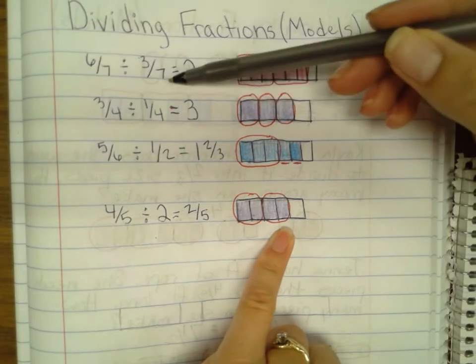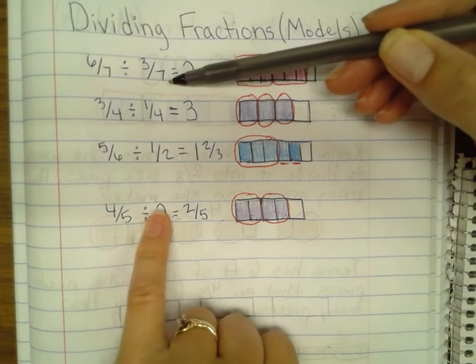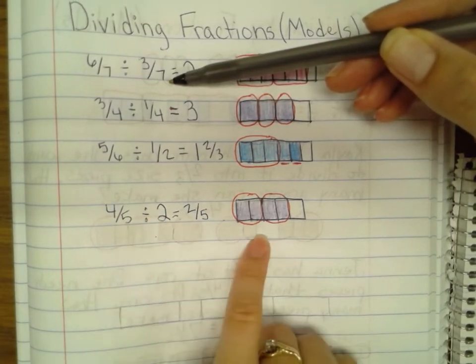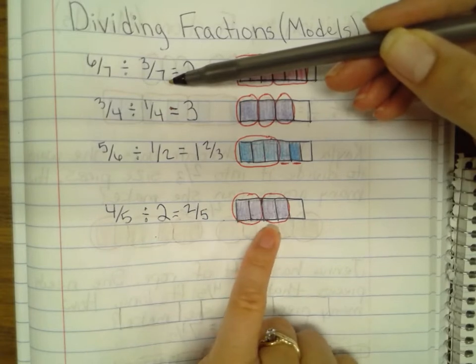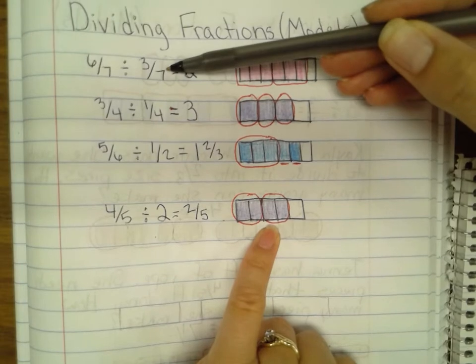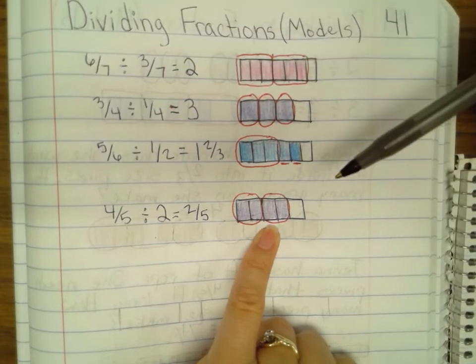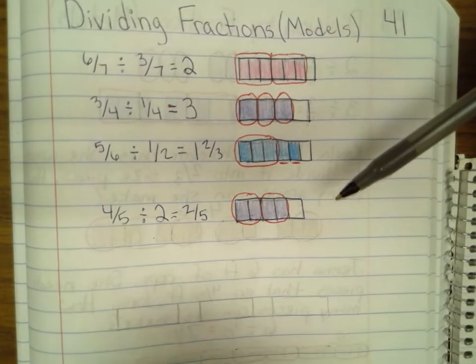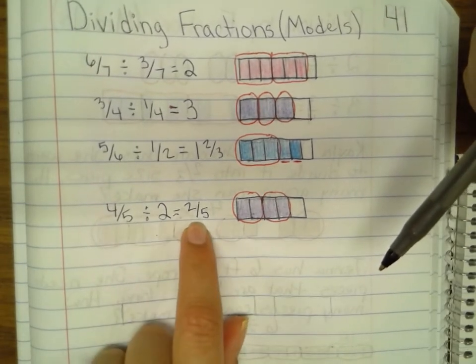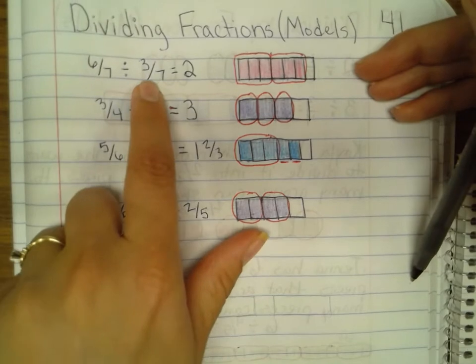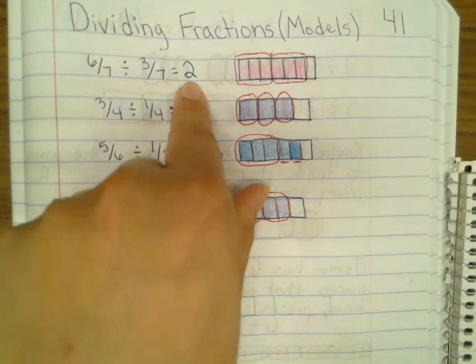This one told me the size groups I wanted. This one tells me how many groups I want. So here I had to make 2 equal groups. Up here I needed my groups to each include 3/7. So here is how many groups, and this is the size of my group. Here this was the size of my group, and this told me how many groups.